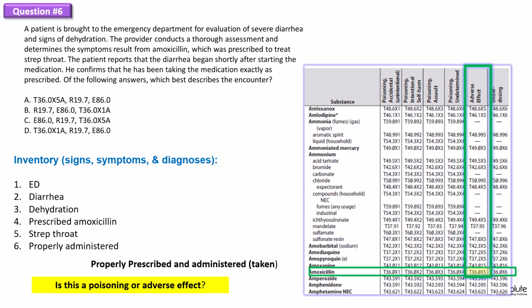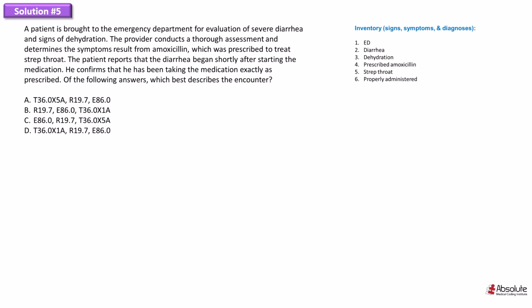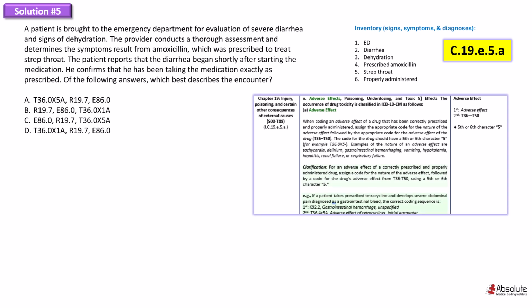All right, coders, we can eliminate some things just based on that. But if you're taking the exam, you got to go right to the tabular list because you have to go anyway. So I still recommend that you bypass this step. But some of us are learning, so let's go ahead and show you how to do both ways. Now we're going to the tabular. But first, we're going to reference our guideline C19E5. And this is the guideline for adverse effect.